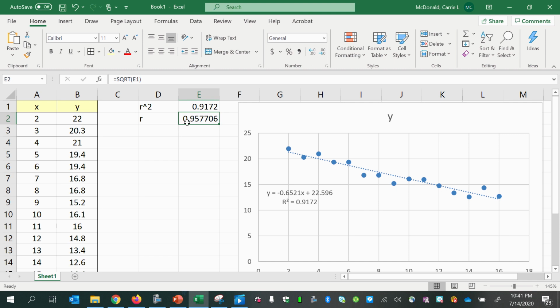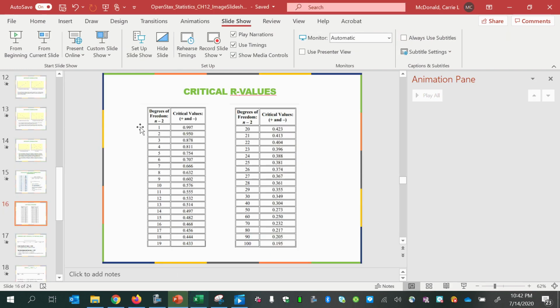We need to use this and compare it with the critical value to see if it's a strong enough linear correlation. So this would be the r that comes from our data, or in other words, our test statistic, where we're going to test the strength of the linear correlation. Then we're going to compare it with a critical value from the R table. The R table has the values arranged according to degrees of freedom n-2.